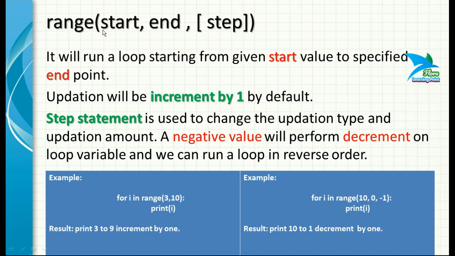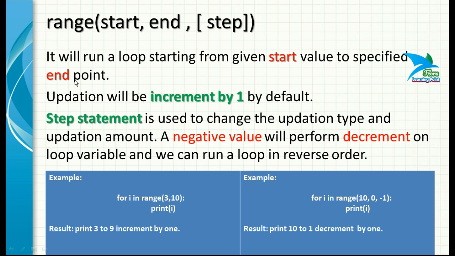And next we'll discuss the second form of the range function, with three parameters. First decide the starting value of the loop variable, then the endpoint of the loop variable, and the step statement decides the increment amount, and it can also change the type of updation, that may be increment or decrement. We'll discuss this after this in this session also.